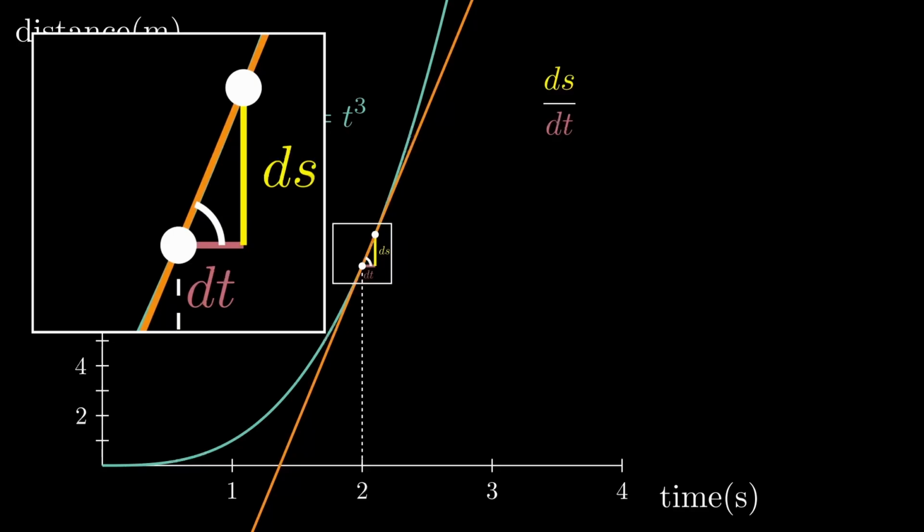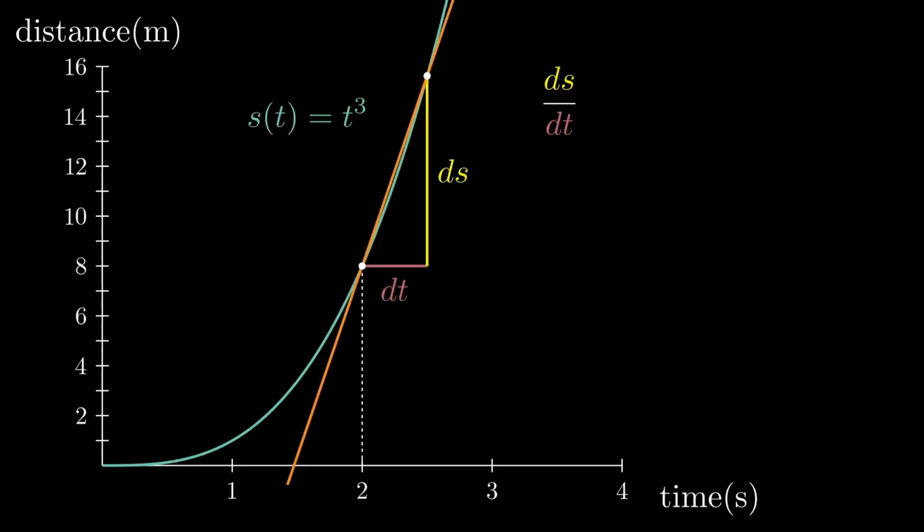For now, let's calculate the value of ds over dt. We can write the value of ds over dt like this. So that's basically s of t plus dt minus s of t, in our case the value of t is 2 seconds, divided by the small nudge in time dt. Since our distance curve is t cubed, that will change to (t plus dt) cubed minus t cubed over dt. And this is a simple algebraic expression and we can expand it.